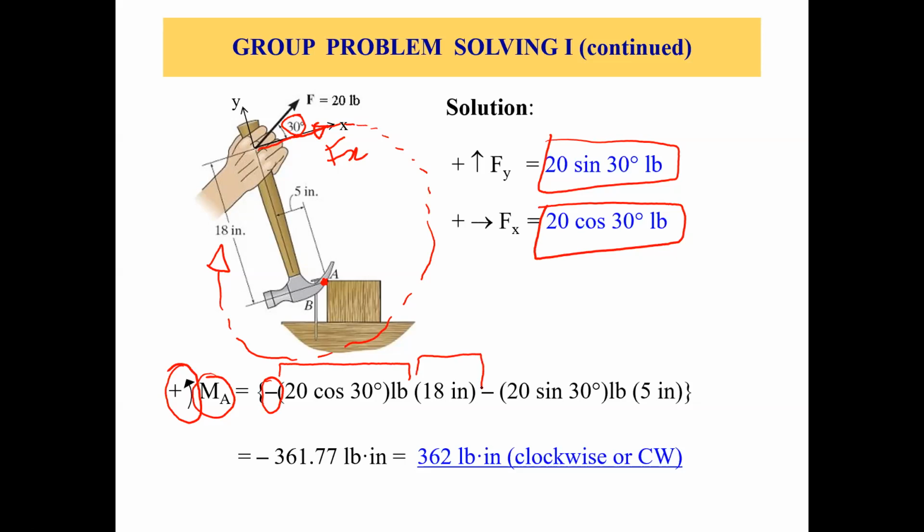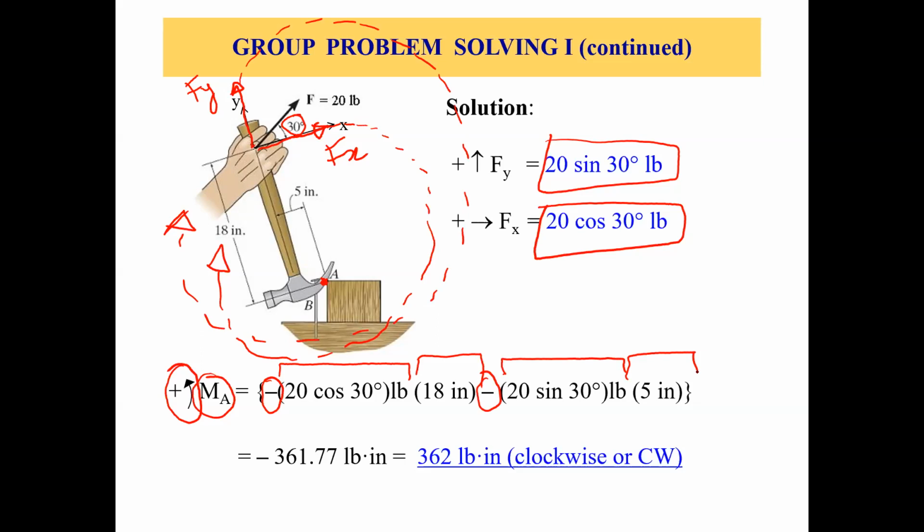Now, if you look at Fy, this is your Fy, again with point A. What is this Fy doing? Again, clockwise rotation at point O due to Fy. So we'll again have a negative sign times Fy, which is 20 times sine of 30 times 5 inches, which is the moment arm for Fy at point O.